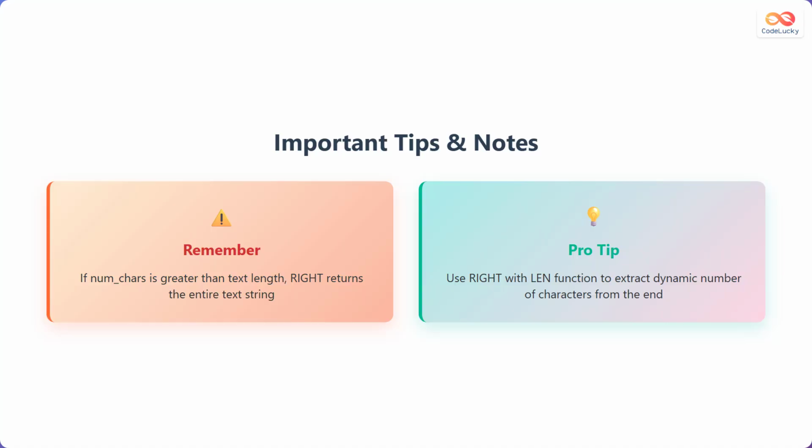Here are a couple of important tips and notes about using the RIGHT function. Remember, if the num_chars argument is greater than the length of the text, the RIGHT function will return the entire text string. Here is a pro tip. You can use the RIGHT function in combination with the LEN function to extract a dynamic number of characters from the end of a text string.